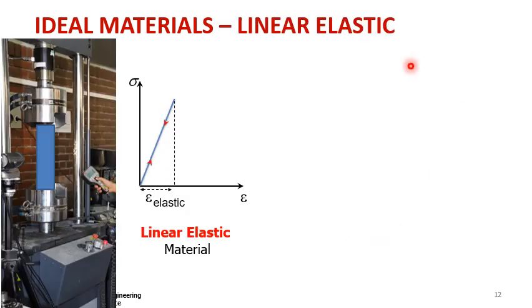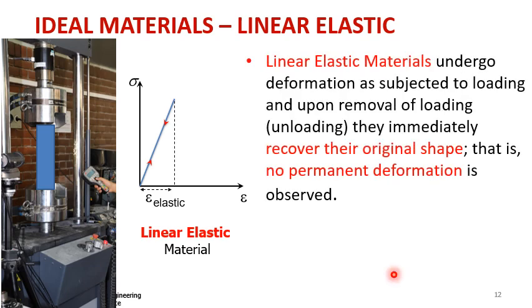In a linear elastic material behavior, if you are subjecting a material that is unknown over here, and if you pull it, if you obtain such a stress strain diagram, this is called a linear elastic material. And linear elastic materials undergo deformations as subject to the loading, and upon removal of the loading, they immediately recover their original shape. So we don't observe any permanent deformation. So this is an ideal material.